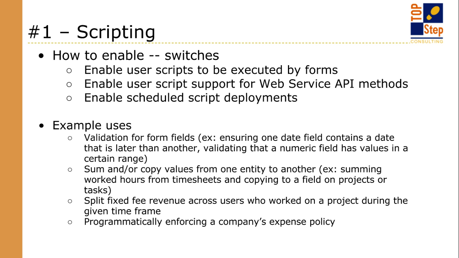A couple of more complicated ones that we've done. For a client, we split their fixed fee revenue across the users who worked on a project. If you know how the revenue recognition works in OpenAir for a fixed fee, you basically get one lump number, and it's assigned to one person, typically the project owner of the project. What they wanted, for utilization tracking purposes, was that dollar figure split proportionally across the users that worked on that project during that time frame. So we built a script that did exactly that. It calculated what percentage of the project was done by person A, person B, person C, and redistributed this fixed fee revenue across those people.